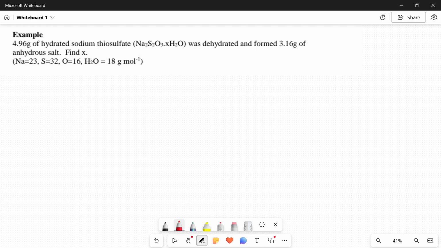So on this one we'll be looking at how to go about finding the number of moles of our water of crystallization, meaning that we'll be looking for this X basically.